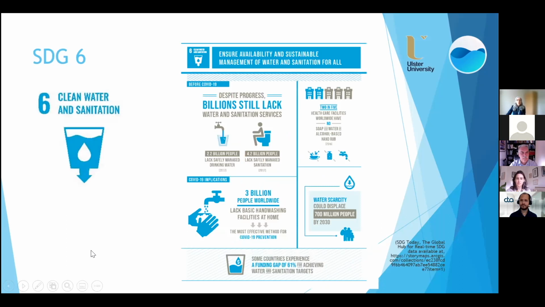The SAFEWATER project is focused on SDG 6. SDG 6 is the clean water and sanitation goal, to ensure clean water and sanitation for all by 2030. The problem is that there are billions of people around the world that still don't have access to basic water and sanitation services. There are 3 billion people in the world that lack basic hand washing facilities at home. And as we know now, hand washing is very important for the prevention of the spread of COVID-19.